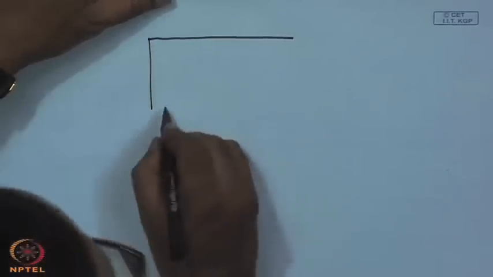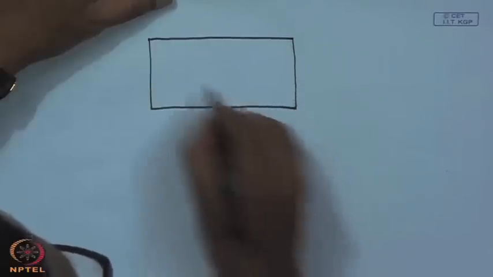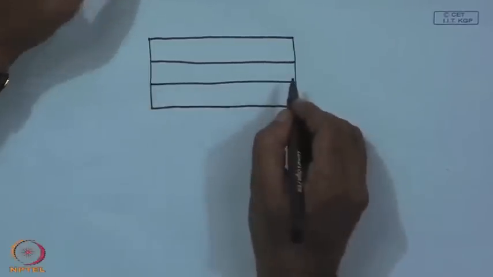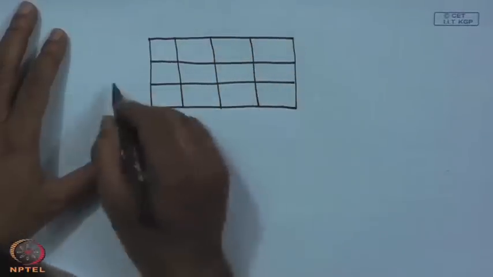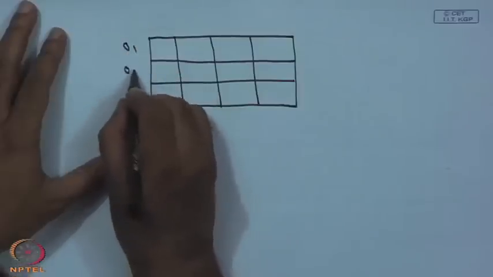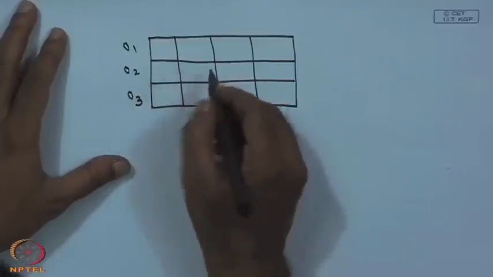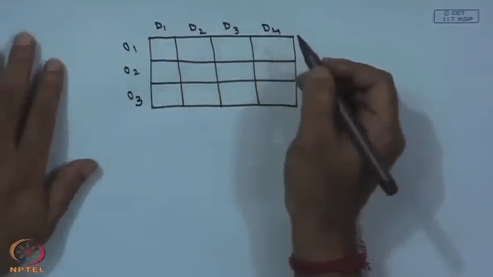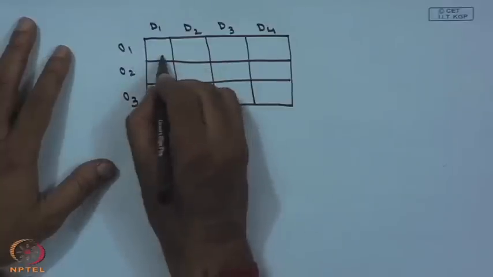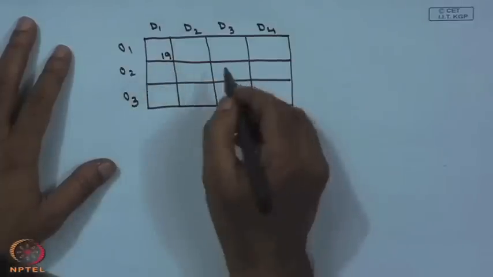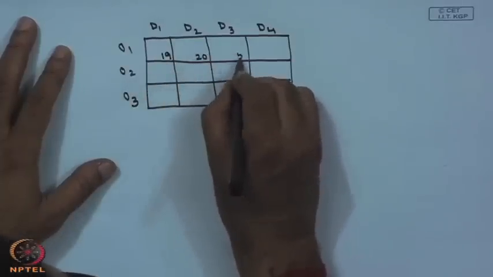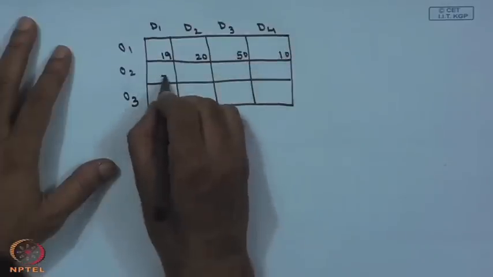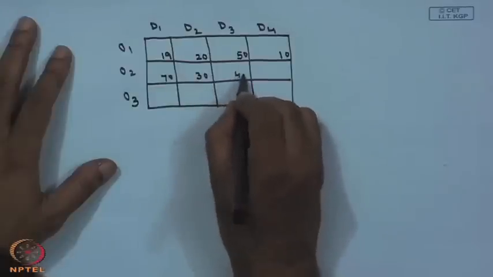For the northwest corner rule, suppose you have some table like this, with 3 rows and 4 columns. I am calling the rows origin 1, origin 2 and origin 3, and the columns destination 1, destination 2, destination 3 and destination 4. Please note the costs, which I am writing on the smaller side: 19, 20, 50 and 10, then 70, 30, 40 and 60.